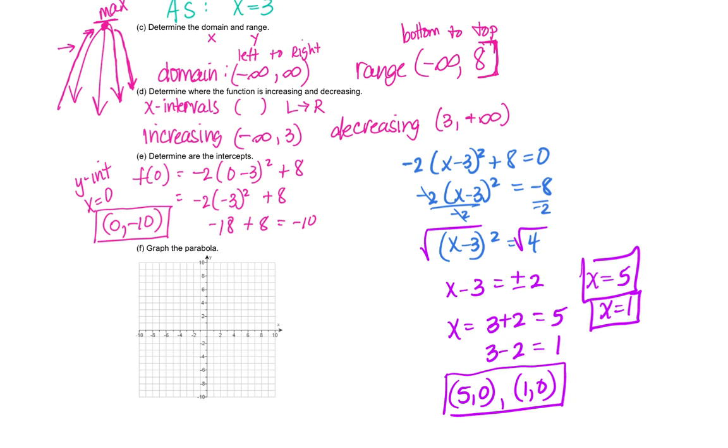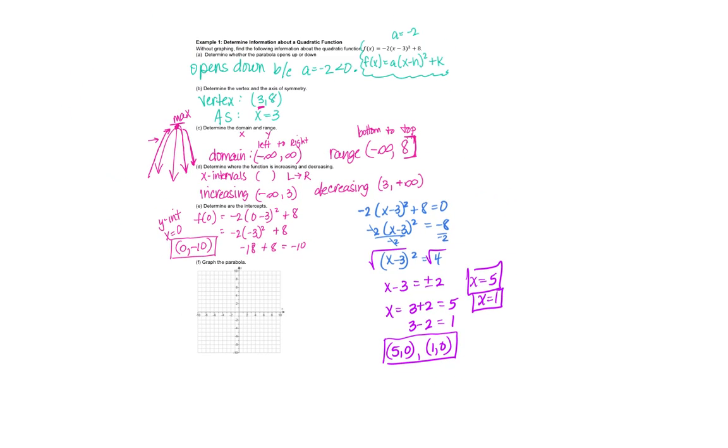Either way. All right. And then to graph it, honestly, the easiest way is to use the points that you've got here. If you look at this, you've got a vertex. Make sure that I have a color we can see. So I've got a vertex. I've got 2 x-intercepts. I've got a y-intercept.